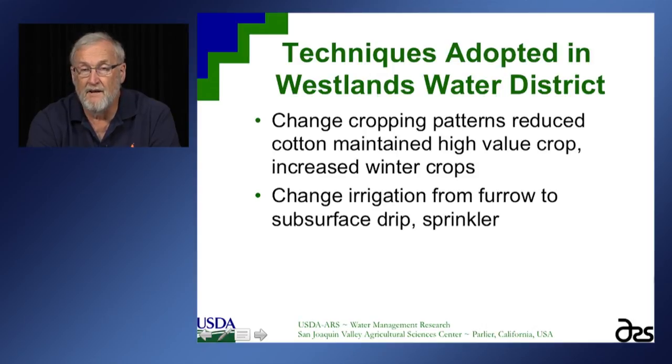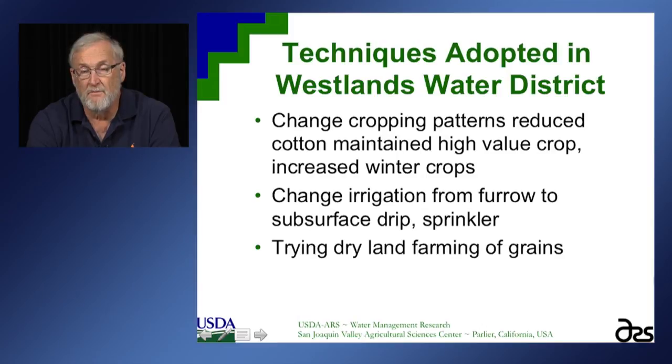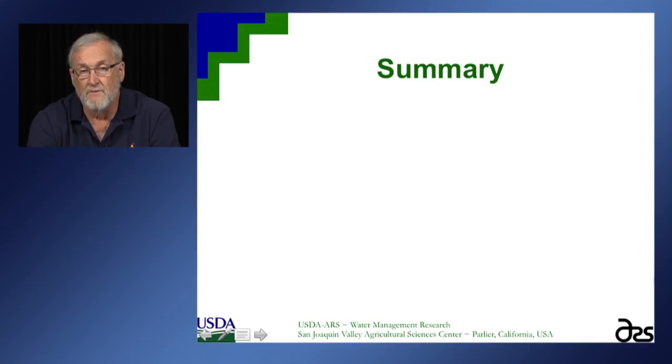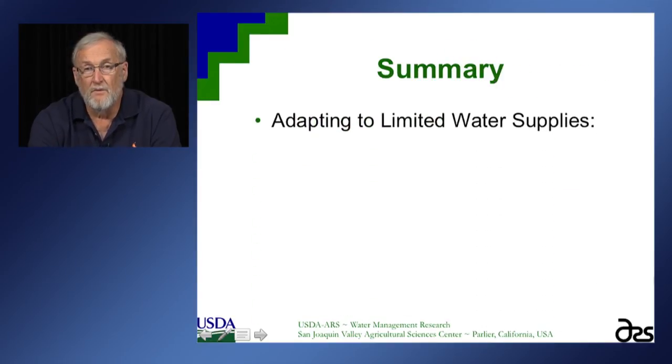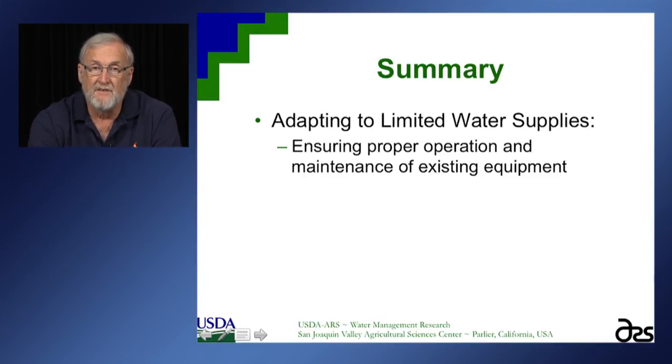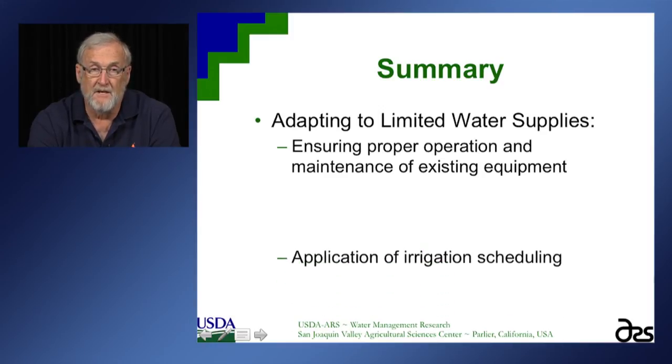The data don't show it here, but if you look around, you find that there are significant changes from furrows to sprinklers to subsurface drip. They're also interested in trying some dryland farming of some grains. So basically, when we're talking about adapting to limited water supplies, the first thing we need to do is take a look at the irrigation systems, ensure that they're properly operated and properly maintained, because you can't begin to improve your efficiencies unless your irrigation system is in good shape.